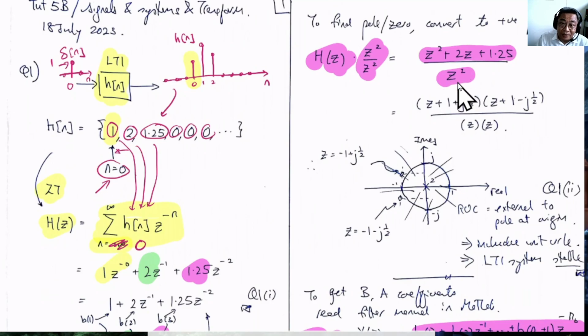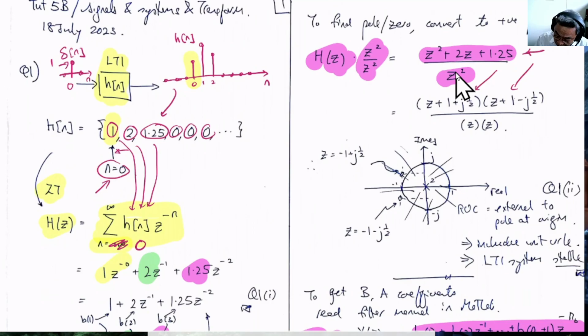We want to factor this so that we can find the poles and the zeros of H(z). We take the numerator polynomial and factor it. So (z + 1 + j/2) and (z + 1 - j/2) are the two factors of this second degree polynomial. And z squared can be broken down into z times z.